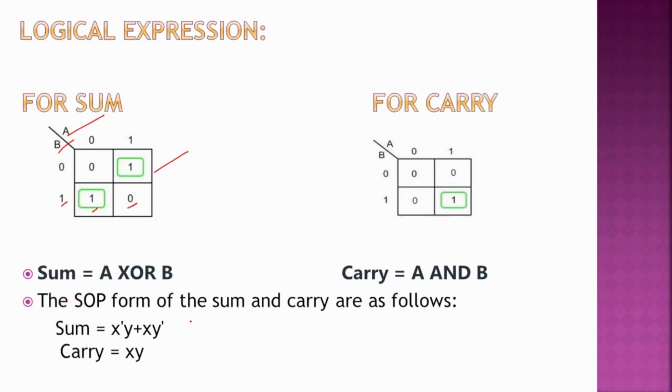Here I will mention the sum and carry value with the X, Y variables. So if you have A and B inputs, the sum will be equal to, according to your K-map grouping, A dash B plus A B dash.